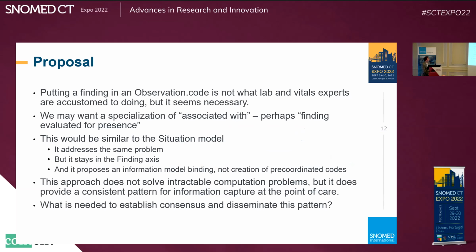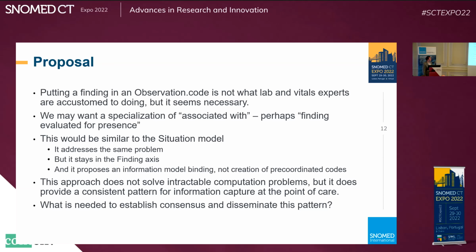Next slide, please. So to sum up, putting a finding in that observation code is not what a lot of people expect, especially those who are familiar with the lab model. However, we do have a need in the information model to assess presence and absence of questions. One answer might be, of course, to take all of the finding codes and generate observable codes for them. But I think there's some resistance to that. We may want to specialize that associated finding property because it's not very semantically specific. It doesn't say associated with in context of asking questions about presence. There may be something more detailed we would like to do there.